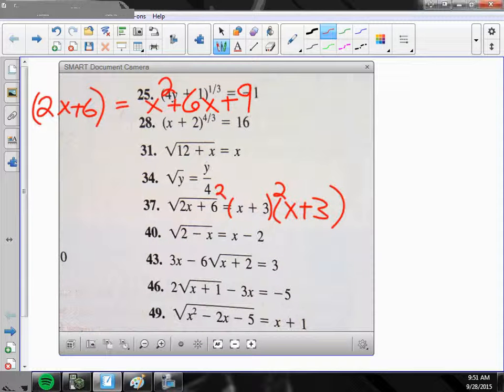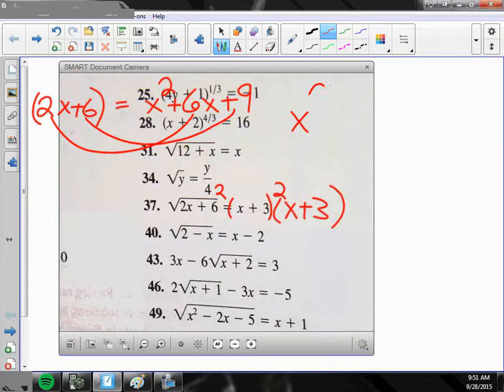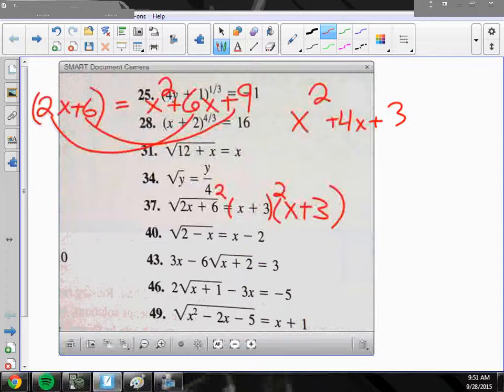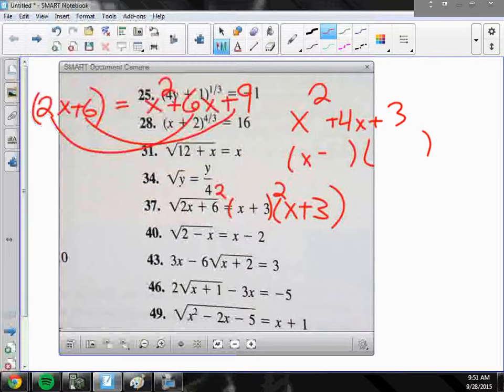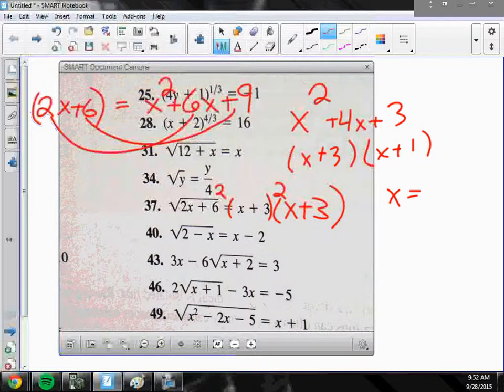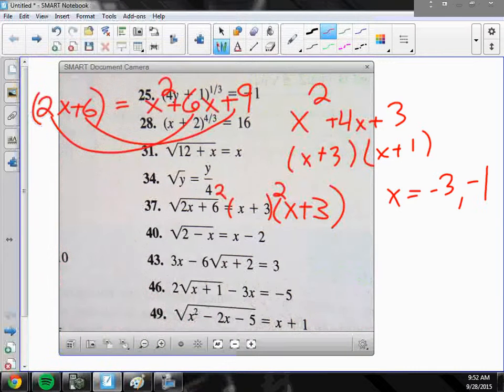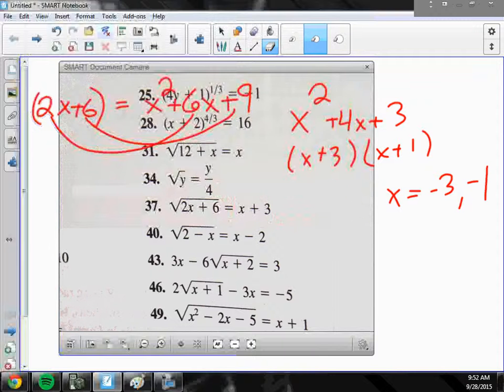Now what? Set equal to 0, so I need to move these two over. And I get x squared plus 4x plus 3. And then it gives me x plus 3 and x plus 1. So what are my roots? -3 and -1. Are those problems? Only if you plug them back in and they create problems. Just because they're negative doesn't mean that's bad.